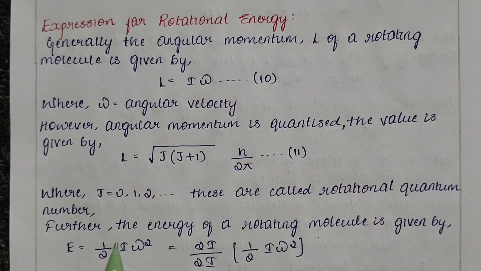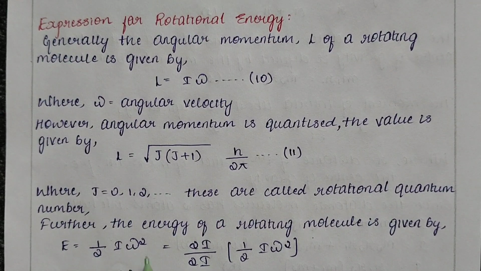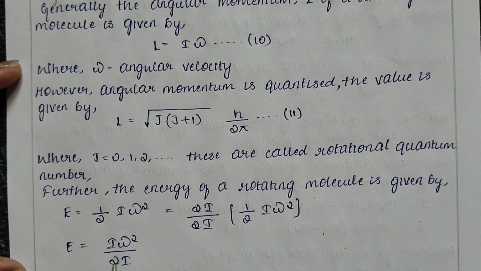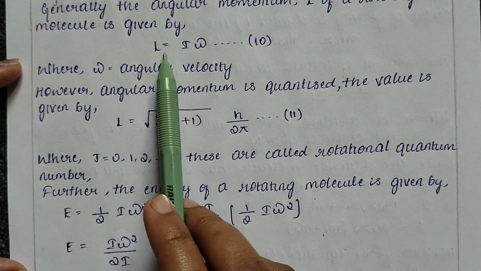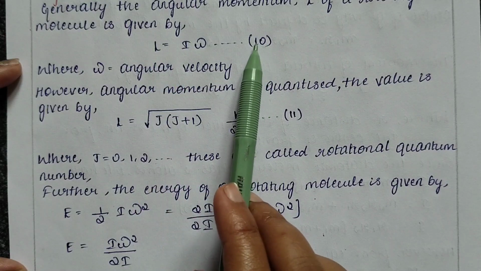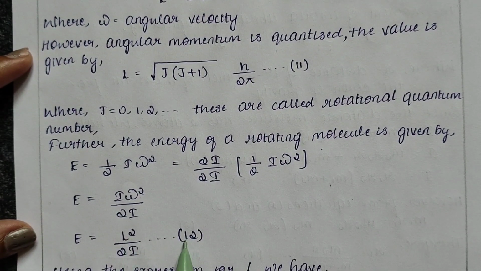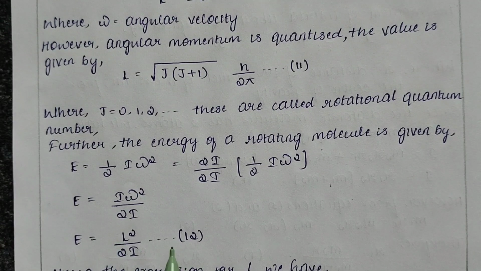E, is given by 1 by 2 I omega square. Now multiplying and dividing this by 2I, we'll get the following equation, that is E is equal to I squared omega square by 2I. And we know that I omega is nothing but L. So considering equation number 10 and substituting this, we'll get E is equal to L square by 2I, which is equation number 12, where L is the angular momentum, I is moment of inertia.